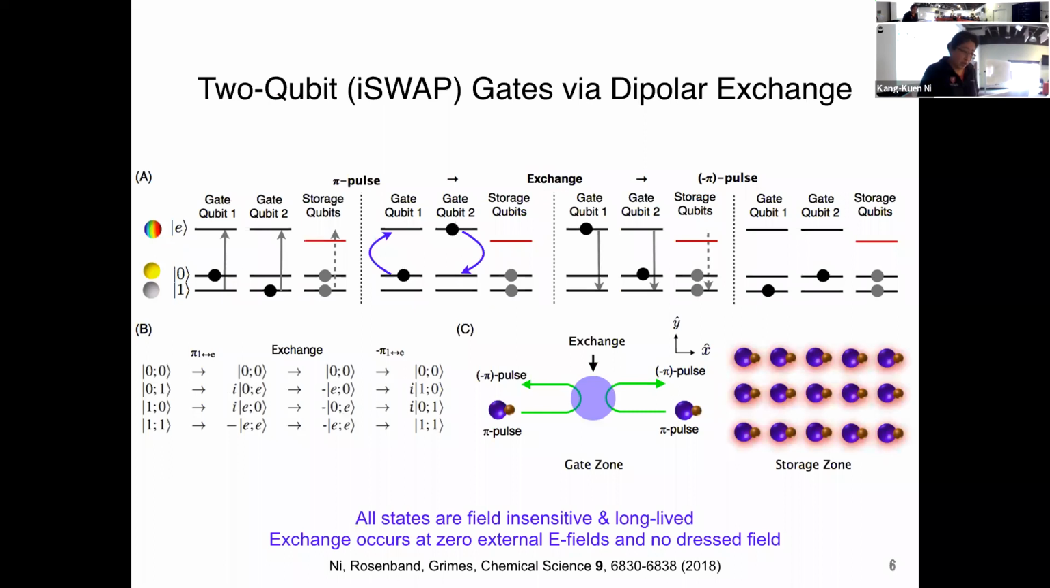Now, to turn that into a logic gate, in particular the gates we're thinking about are called iSWAP gates. The sequence we first envisioned is in the following way. First, we're thinking about a tweezer array of molecules, with some kind of storage zone and some kind of gate zone. Because these tweezers are very easy to move, we can move the molecules around and prepare them in the right rotational states to interact via exchange interaction, then bring them back out and eventually back to the storage zone.